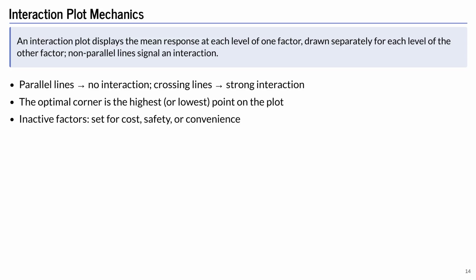an interaction is present. The optimal corner is simply the highest point on the plot if you are maximizing, or the lowest point if you are minimizing. For factors that do not appear in any significant interaction, the inactive factors, you set them at whatever level is cheapest, safest, or most convenient for operations.